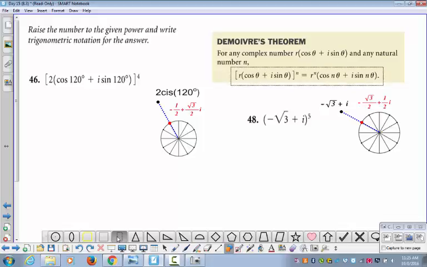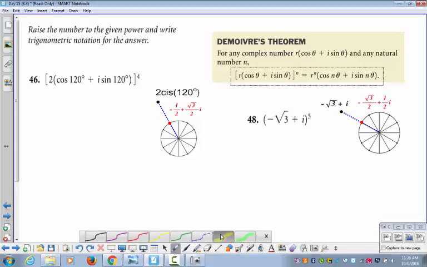So De Moivre's theorem says that if we take a complex number in trigonometric form and we raise it to a power, so we're going to raise it to the power of n, the result is r to the n for the coefficient and n theta for the angle. And that should make perfect sense based on what we just did.